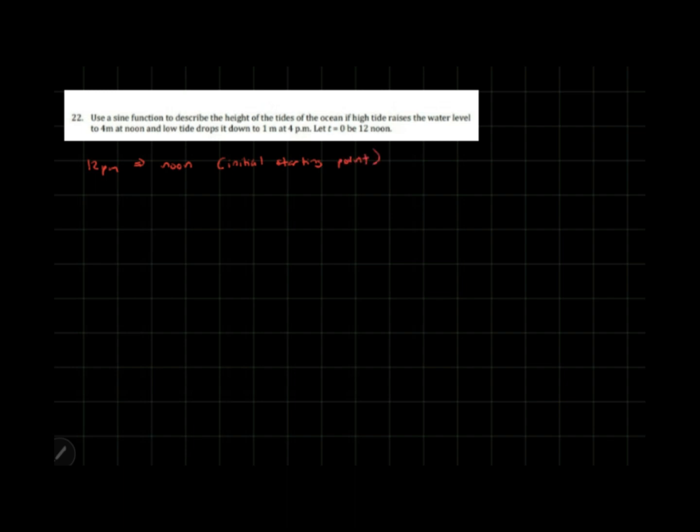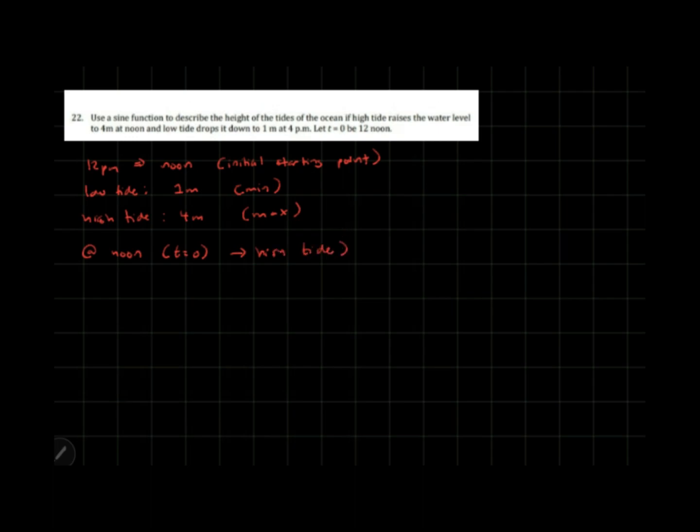Okay, and we know that at low tide, the lowest height of the tide here is going to be 1 meter. So this is the minimum, right? High tide is going to be 4 meters, which is the maximum, right? And we know that at noon we start at high tide, right? So at noon, time t equals 0, we start at high tide.